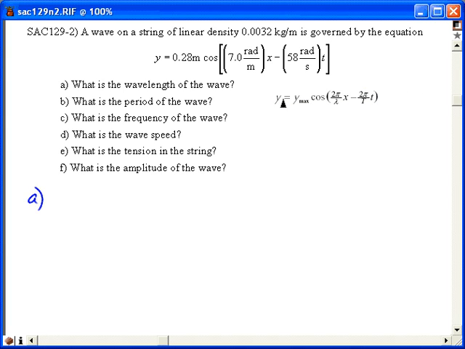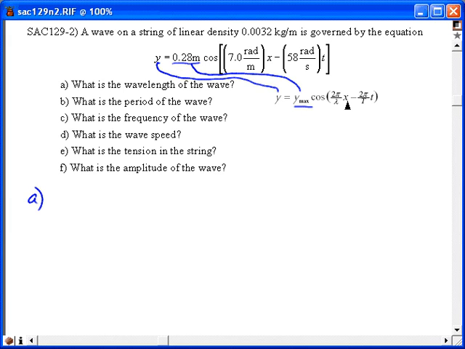So we've got the y, corresponding to the y. This is the displacement of the particle along the length of the wave medium from its equilibrium position. Now we've got the amplitude, referred to as y max over here. In the given equation, it's 0.28 meters.